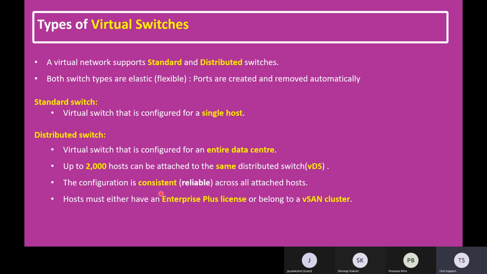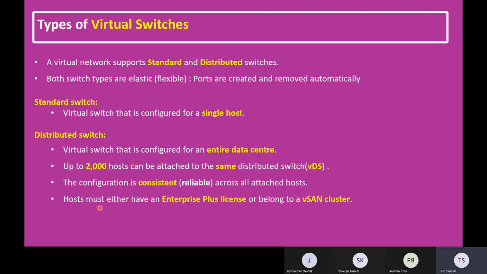And the configuration is consistent. Consistent means it's permanent across all attached hosts. Consistent, or we can say reliable. So whatever configuration we have in our distributed virtual switch, the same configuration will be applicable for all associated 2000 ESXi hosts. But in our home lab, we just added a minimum of 3 hosts. But the same configuration is applicable for whatever additional hosts we add in future. All configuration is consistent for all the attached ESXi hosts.